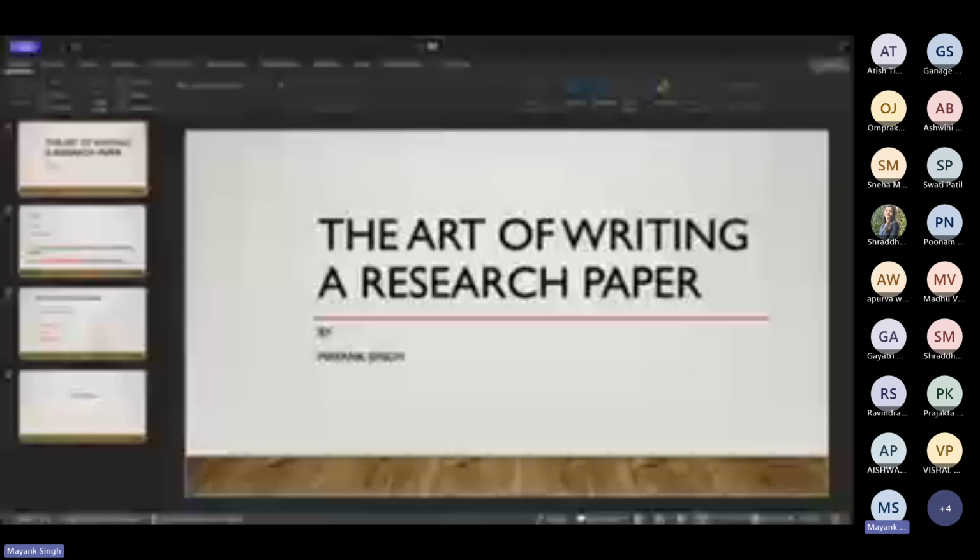Now coming to the objectives. What are the objectives of the research paper or dissertation? There are certain objectives that we want to fulfill after reading this literature review.